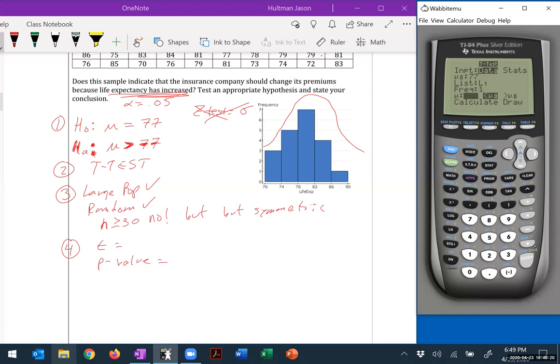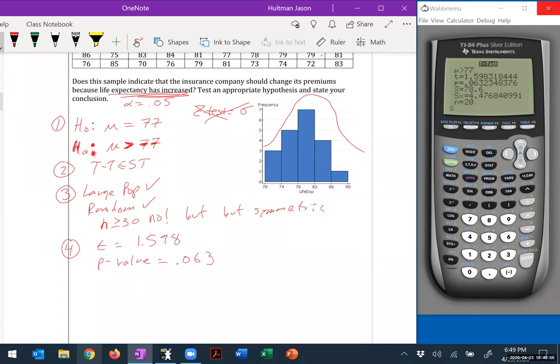Frequency 1 is fine. This means I'm going to be using my data once. And then greater than 77 is what I want to test against. So I can move over the greater than symbol, I hit enter, and then I hit calculate. And t comes out to be 1.598. And my p-value is 0.063.